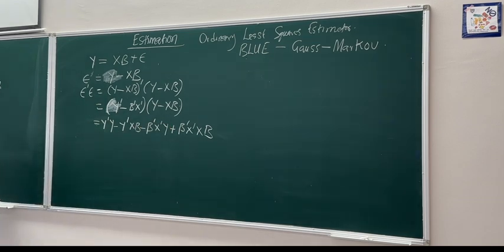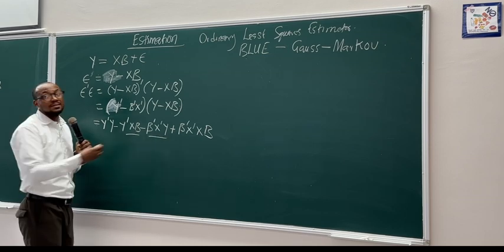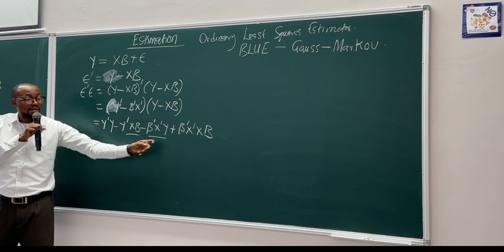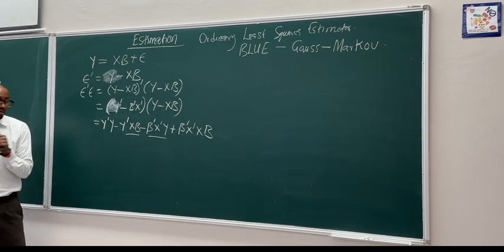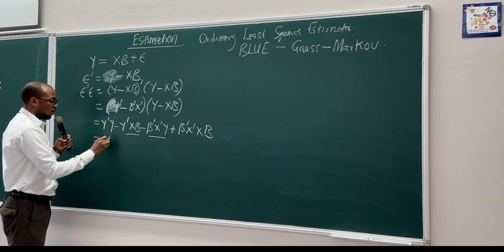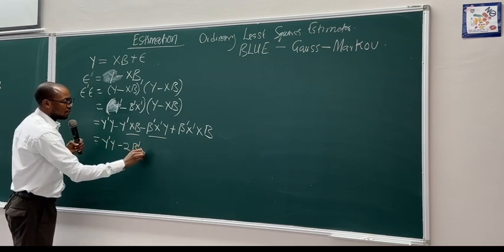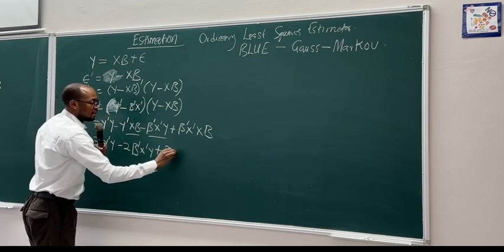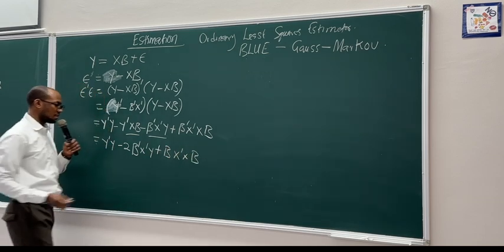So we can also verify that these two matrices are the same. They are the same. Okay? These two matrices are the same, so we just need to write one of them. Since they are the same, this gives us y transpose y minus 2 beta transpose x transpose y plus beta transpose x transpose x beta.